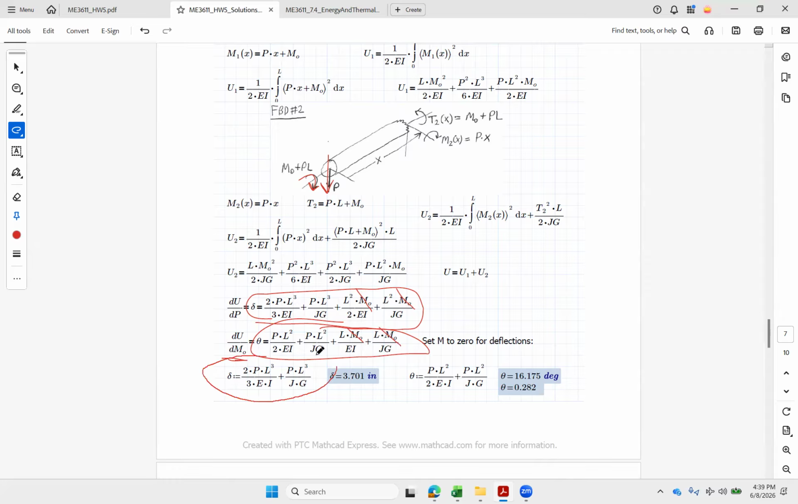So I've got these 2 surviving terms for delta, comes out 3.7 inches, and I got these 2 surviving terms for theta. We're going to get a decimal number like this. Remember, this is in radians. It'll cancel out all the units. So we can always convert to degrees if we want a more satisfying number, about 16 degrees on the end of the range.